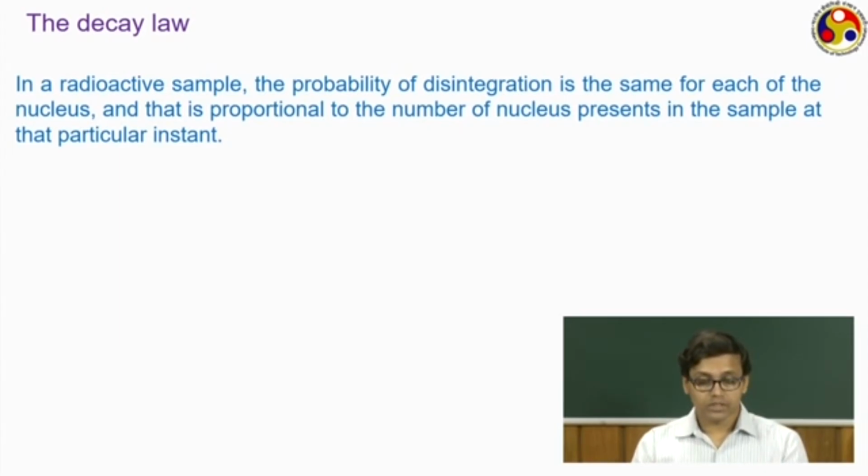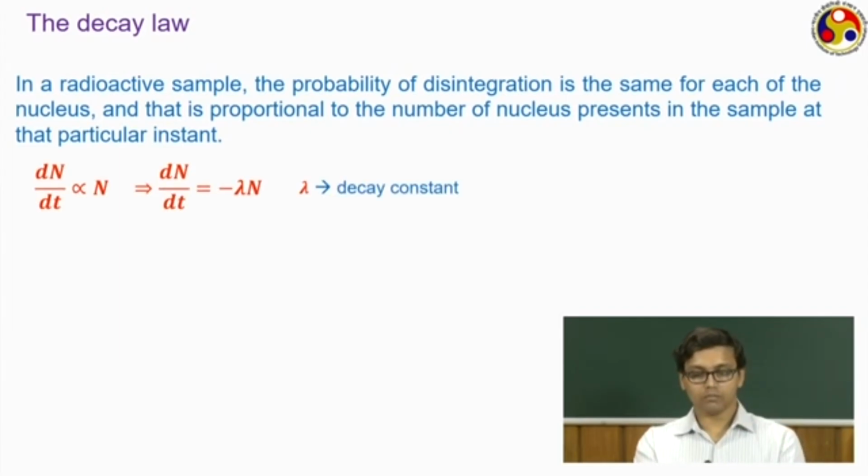But the second point is that the probability of disintegration has been found to be proportional to the number of nuclei present in the sample at that particular instant. That means, if we put it in mathematical terms, if N is the number of nuclei in a sample, then its rate of disintegration, dN/dt, will be proportional to the number of nuclei itself. And introducing a constant of proportionality lambda, which is called the decay constant, dN/dt is equal to minus lambda times N. Here the minus sign indicates that the number of nuclei, N, reduces with increase in time.